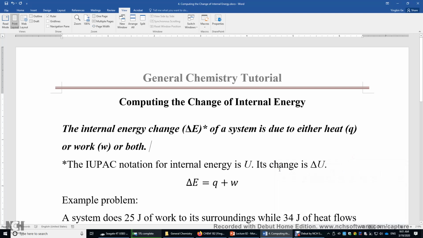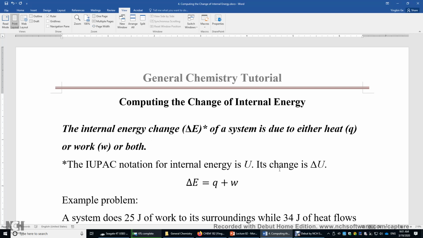In this video, I will compute the change of the internal energy of a system. The internal energy change of a system is due to either heat or work or both. Remember, the IUPAC notation for internal energy is U. Its change is denoted by delta U.